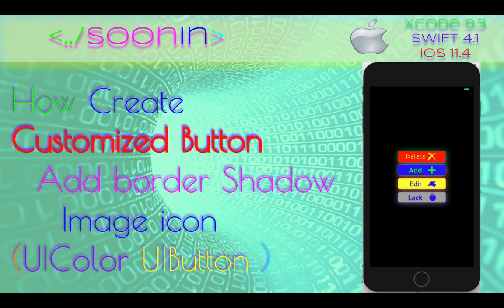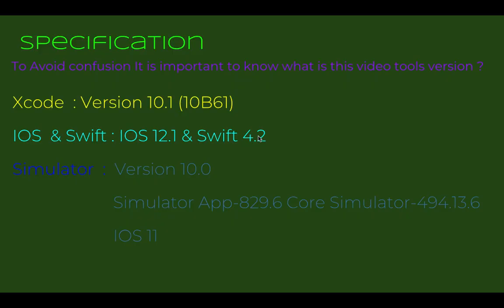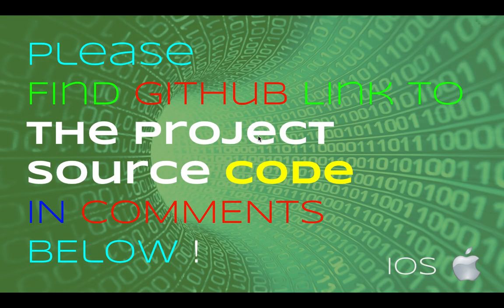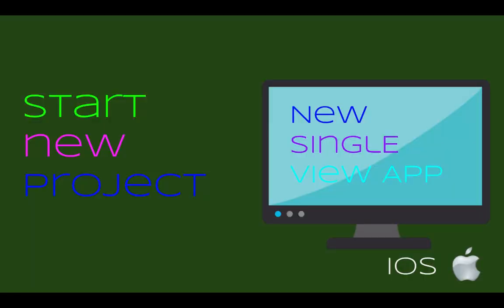Hey guys, welcome back. Today we're going to be talking about how to create a rounded button in Xcode, also with border, shadow, and even an image icon. A very customized button, actually. You need to know there's always a link to the source code in the comments.